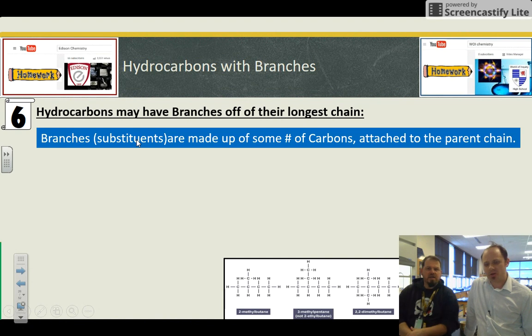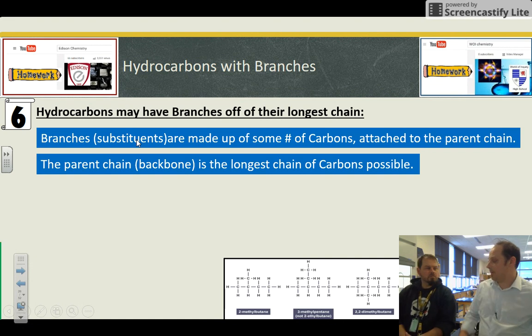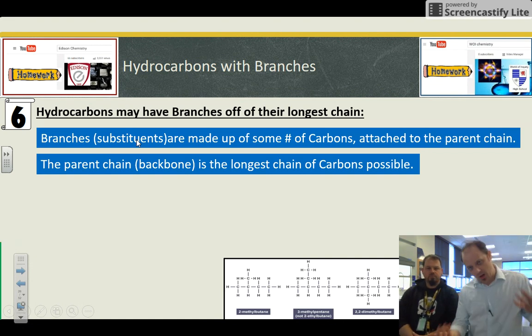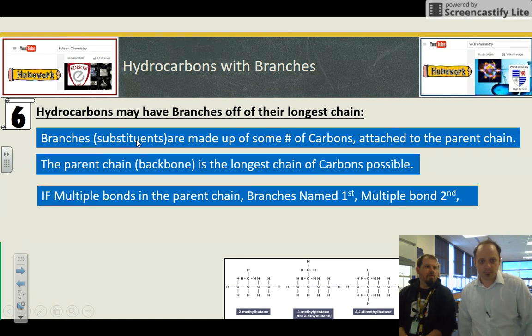One and two, pretty much. Attached to that parent chain. What on earth is a parent chain? Well, that's the backbone. It's the longest chain possible as you're counting. So as your molecules branch out and get bigger, you're going to have to count and try to find the longest chain within the molecule and use that as your parent. And anything else hanging off that is considered a branch. Basically, the rule is without picking up your pencil.